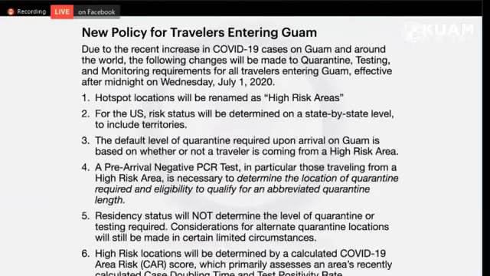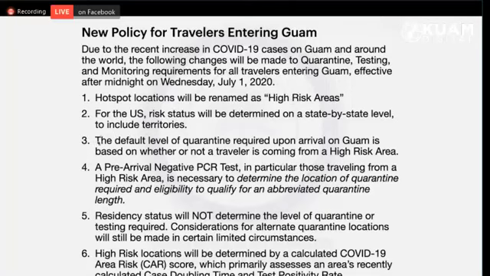And this is the new policy for travelers entering Guam. Due to the recent increase in COVID-19 cases on Guam and around the world, the following changes will be made to quarantine, testing, and monitoring requirements for all travelers entering Guam, effective after midnight on Wednesday, July 1, 2020. Hotspot locations will be renamed as high-risk areas. For the U.S., risk status will be determined on a state-by-state level, to include territories.